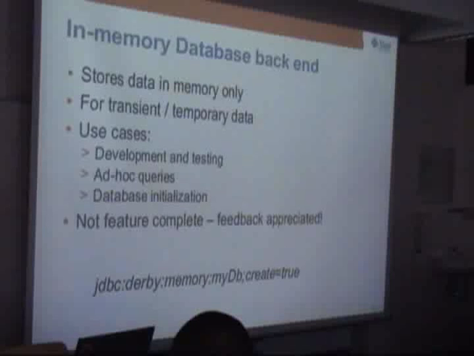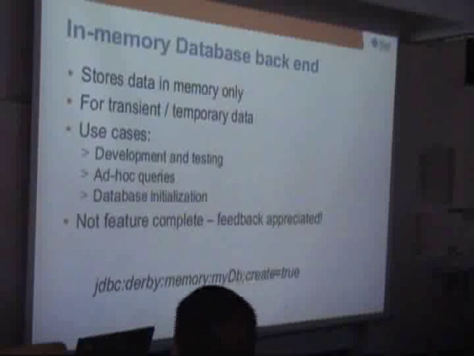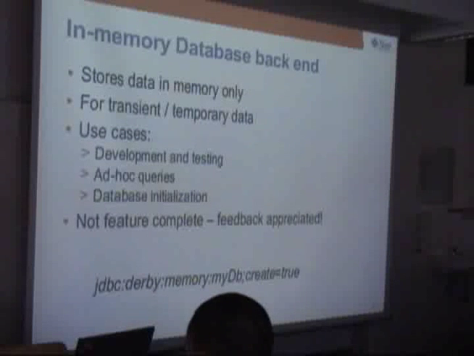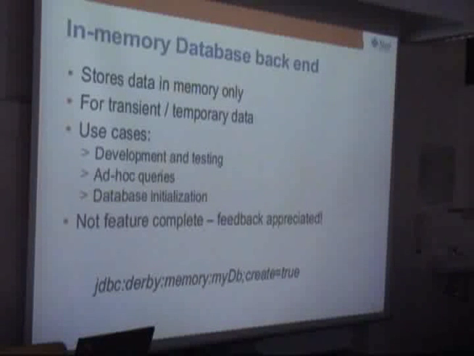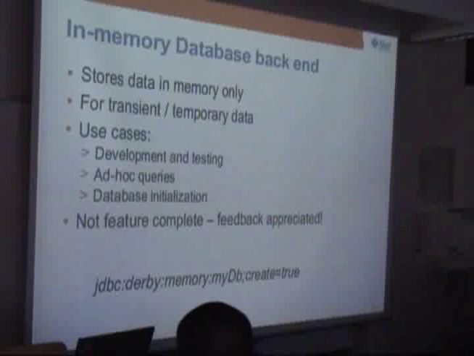And this isn't feature complete, so we're looking for feedback from the community. What other features should be added? For instance, automatic persistence on JVM shutdown. That is one feature that has been mentioned. And the in-memory database backend makes the Derby table functions even more interesting, because then you can process data more or less on the fly, and then just throw it away when you have the result you need.